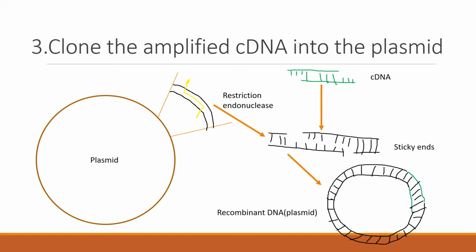Before cloning, we should cut the plasmids with restriction endonucleases. It will be better if it is a sticky end, because it is more specific for the DNA ligase to pair the bases.